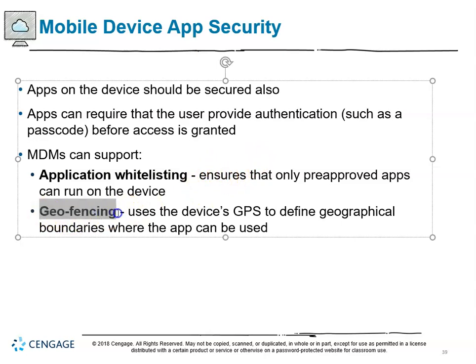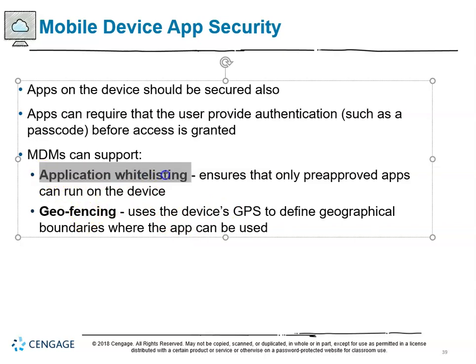Geofencing, however, uses the device's GPS to define the geographic boundaries where the app can be used. An example of this might be a mobile device that's used by doctors in a hospital or nurses or physician's assistants. If that device, that mobile device, which is GPS enabled, leaves the confines of the hospital proper, it will deactivate the applications or not allow them to be used. You can't authenticate if it doesn't meet the GPS geofencing check. So that would be an example.